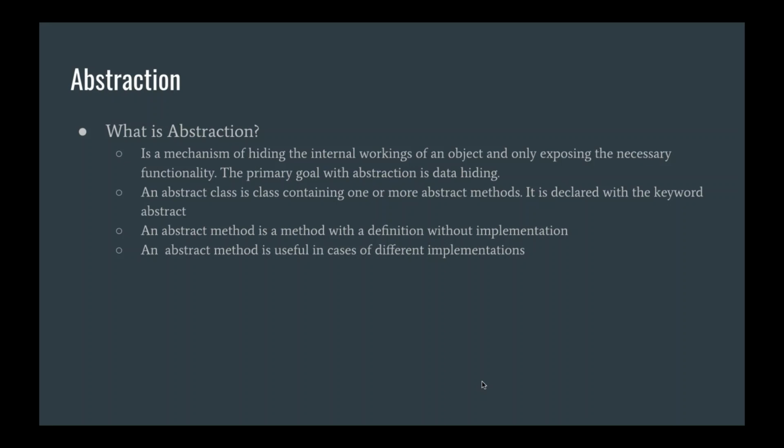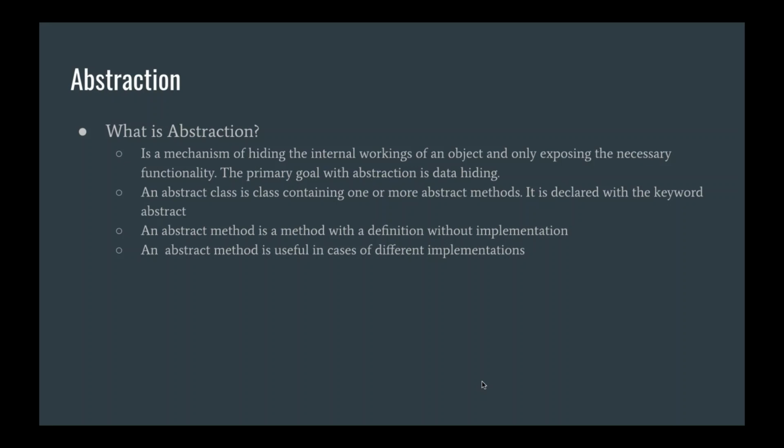So an abstract class is a class containing one or more abstract methods. It is declared with the keyword abstract. So an abstract class can have one abstract method, and all the other methods can be concrete. That's fine. And it can also have more abstract methods and also have concrete methods. So that's the definition. It can have one or more abstract methods, and it needs to be defined with the keyword abstract.